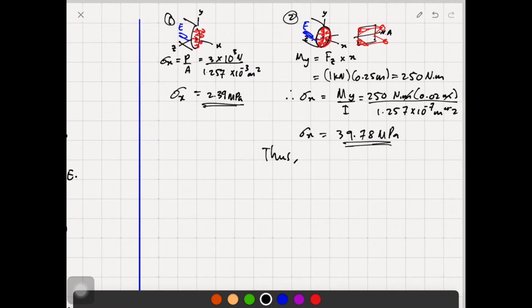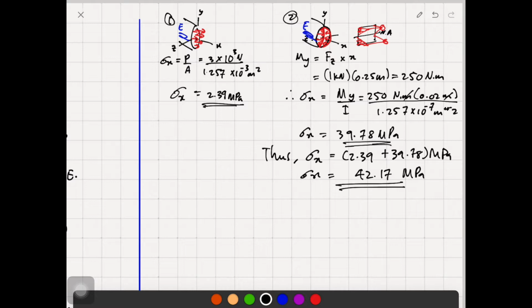The total for sigma x is 2.39 plus 39.78 megapascal, and the real value for sigma x is 42.17 megapascal. So we left a few things on our free body diagram. We saw two stresses, and we need to check because there are four.